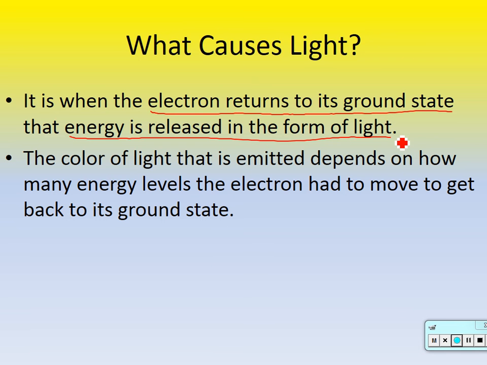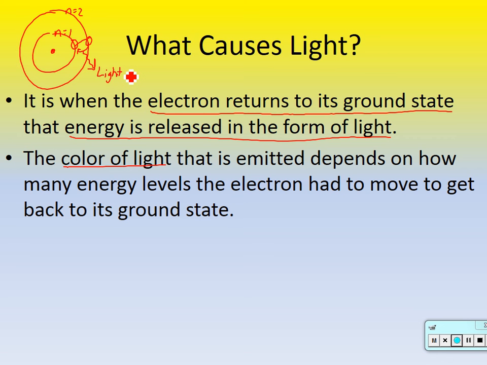So, how do we get different colors of light? The color of light that is emitted, that is given off, depends on how many energy levels the electron had to move to get back to its ground state. Let's draw the atom here. This is energy level 1, and this is energy level 2. Now, let's say the electron is at its ground state in energy level 1. You give it some energy, you heat it up, it comes up to energy level 2. It doesn't like to be in that excited state. It falls back down, so it gives that energy off in the form of light.